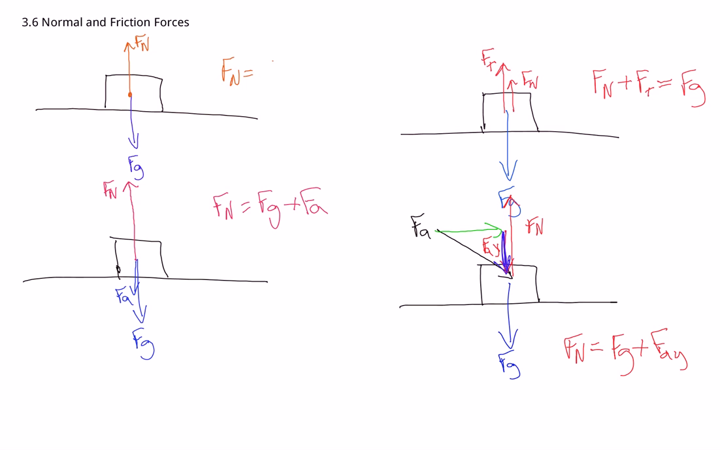all of our downwards forces are blue and all of our upwards forces are red. So you can kind of see that they always balance. For the first one, they were both exactly the same. They balanced out. For our second one, we had our normal going upwards, and we had gravity plus applied force going downwards.